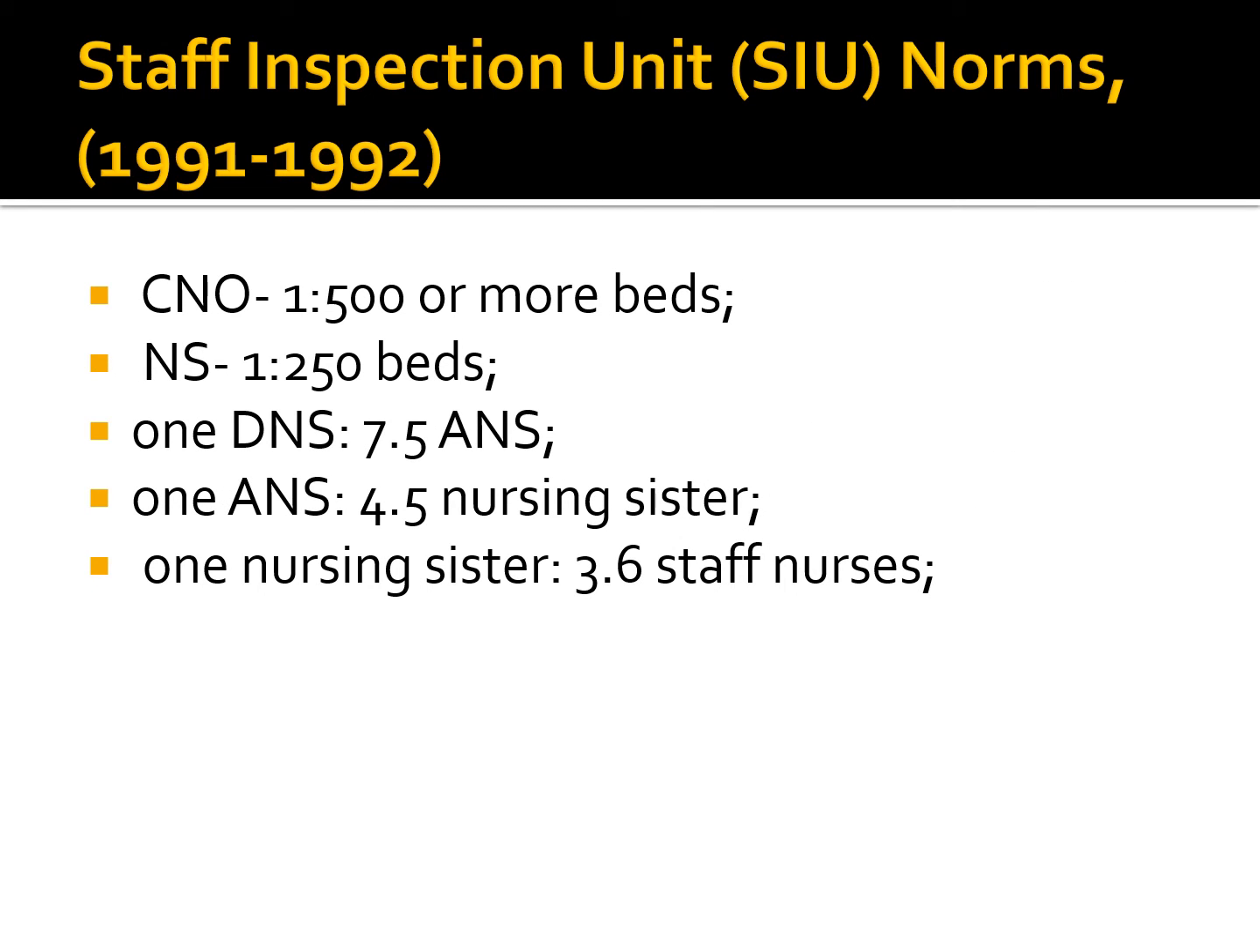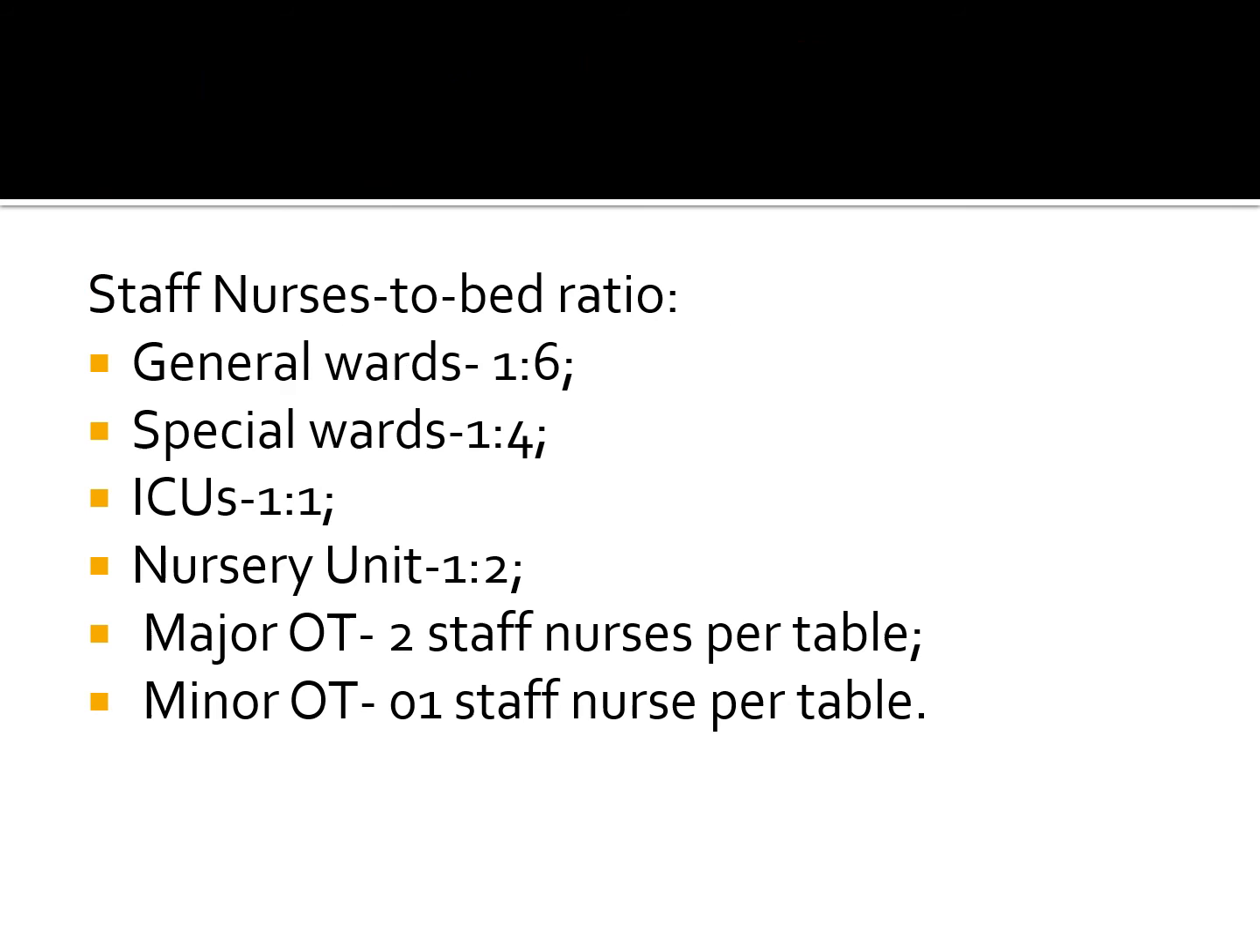Coming to staffing norms given by Staff Inspection Unit or SIU norms. Chief Nursing Officer 1 for 500 bed, Nursing Superintendent 1 for 250 bed, then DNS ANS ratio is 1:7.5. ANS nursing sister or head nurse ratio is 1:4.5 and head nurse to staff nurse ratio is 1:3.6. About staff nurse bed ratio according to SIU norms, general ward 1:6, special ward 1:4, ICU 1:1, nursery unit 1:2, major OT 2 per table and minor OT 1 per table.